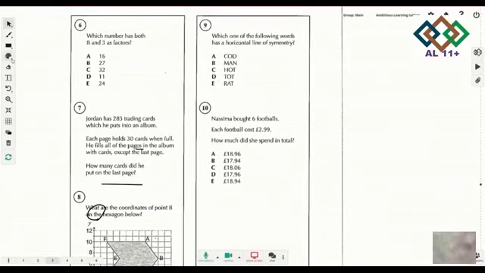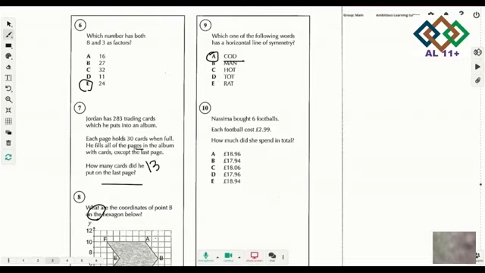To number 9. Number 9, they just asked you which one of the following words has a horizontal line of symmetry. So which one has a line of symmetry? If you try doing it, it'll be COD. Code is number A for this one. Number 10 now. Number 10 is an easy one.